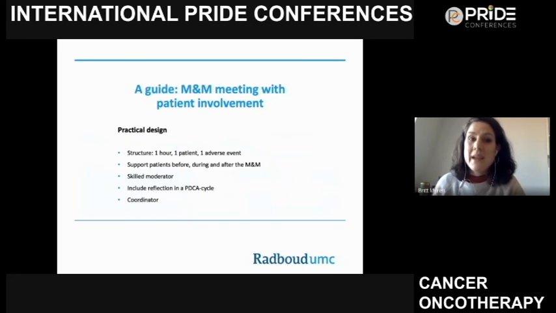We also developed a guide. If you have any more questions about this, we have a structured guide on how you can set up a meeting where you can involve patients. So if anybody's interested, we have something that will help. We also share it with our colleagues in the field.